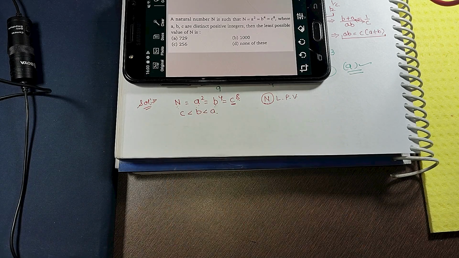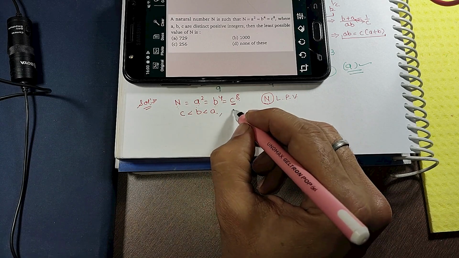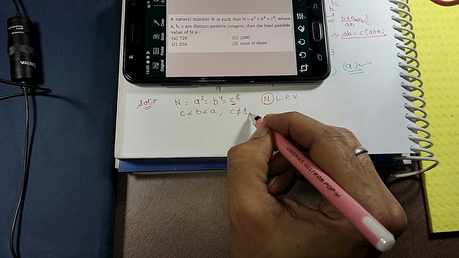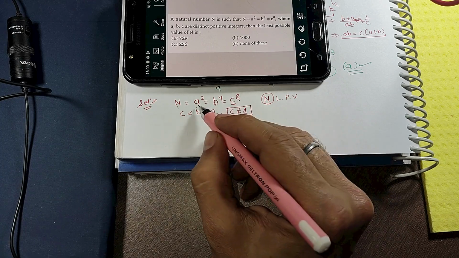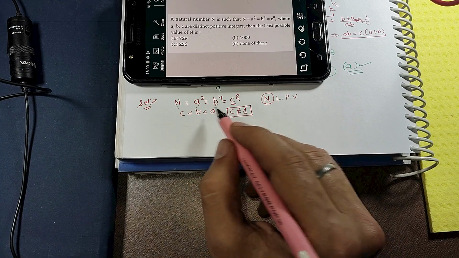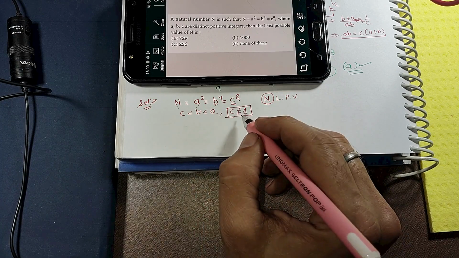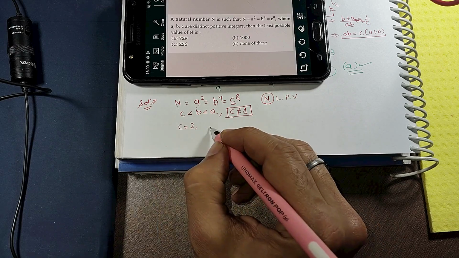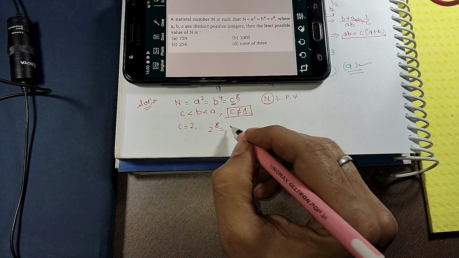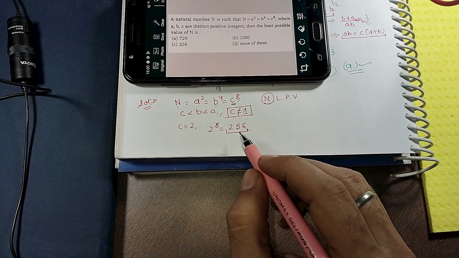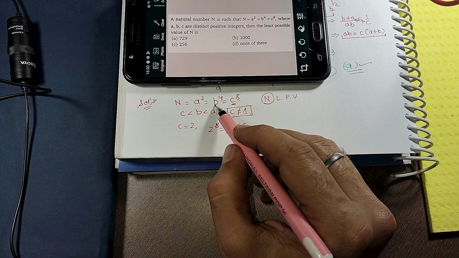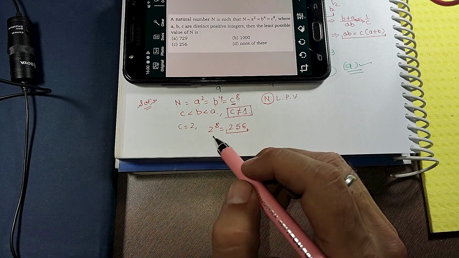Now, to find the least possible value, c can't be equal to 1. This is because if it is 1 raised to power 8, then b and a would also be 1 raised to their powers, and they can't be equal. So the next value for c will be 2. Now 2 raised to power 8 is equal to 256. Now I will see if it can be represented with some other integer raised to power 4.